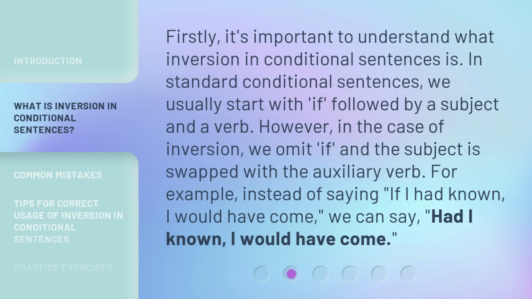Firstly, it's important to understand what inversion in conditional sentences is. In standard conditional sentences, we usually start with if, followed by a subject and a verb. However, in the case of inversion, we omit if, and the subject is swapped with the auxiliary verb. For example, instead of saying, "If I had known, I would have come," we can say, "Had I known, I would have come."